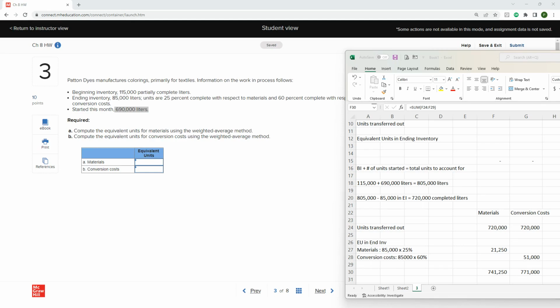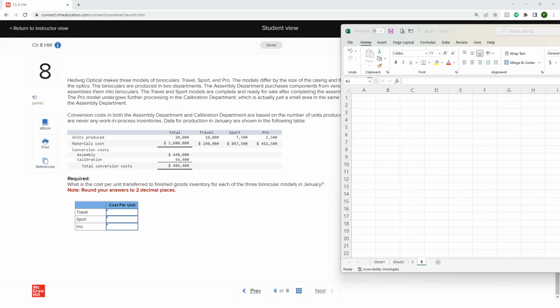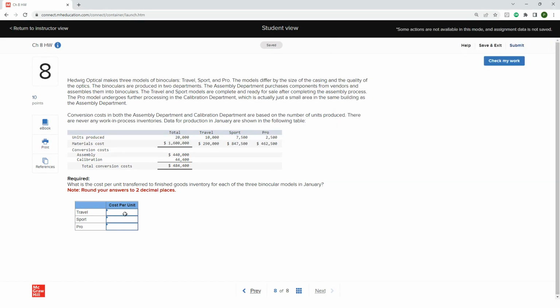Question 8. This question wants us to calculate the cost per unit transferred to finished goods inventory for each of the 3 binocular models in January. The fact pattern tells us that we have 3 models of binoculars: travel, sport, and pro. We have 2 different departments. The assembly department, which is where the components are purchased and assembled. It says that the travel and sport models are complete after the assembly process. The pro model has to go to another department called the calibration department to complete its assembly.